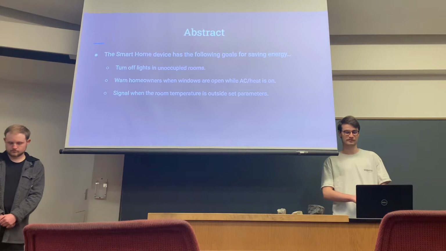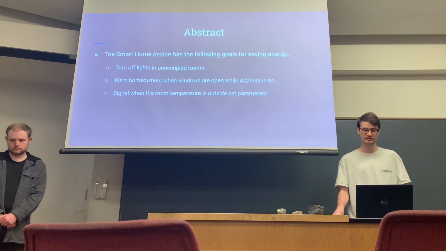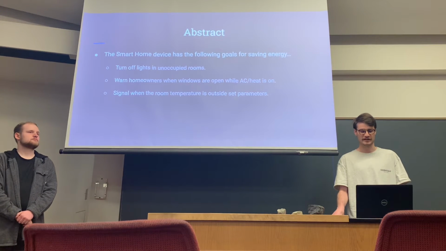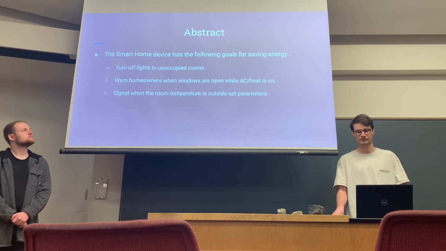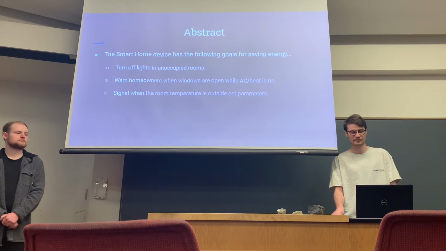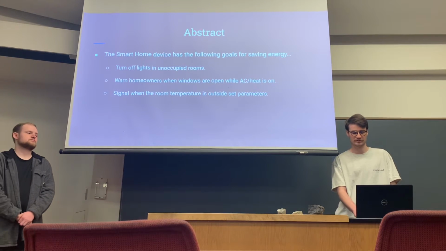So the smart home device has the following goals for saving energy. First, we turn off the lights in unoccupied rooms. Second, we warn homeowners when windows are open while the AC is on. And we signal when the room temperature is outside set parameters.